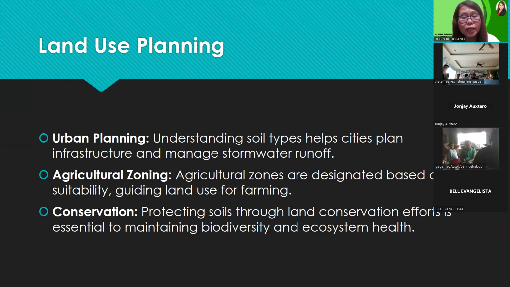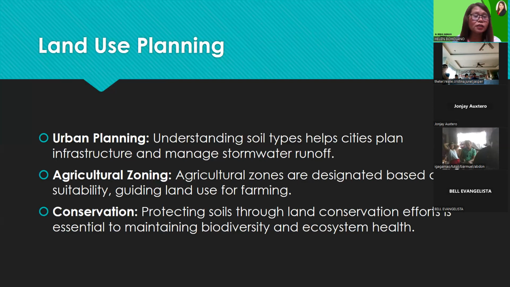So agricultural zoning, zonal. Agricultural zones are designed and designated based on soil suitability, guiding land use for farming. So I think it's very, very clear that even if you go to DENR, agricultural yun ang Bohol. There even a time wherein DAR, Department of Agrarian Reform, has also given land for those who do not have land to use, and they have given the land titles.